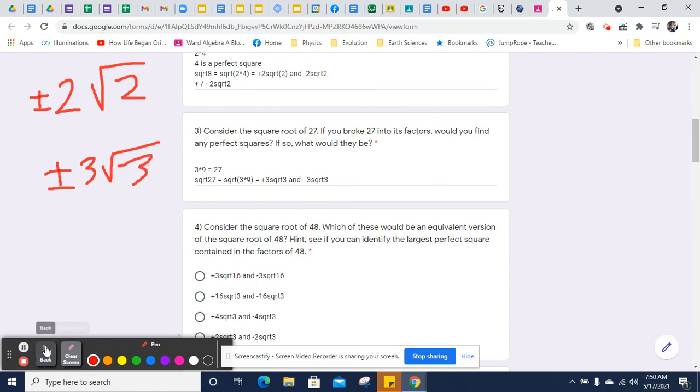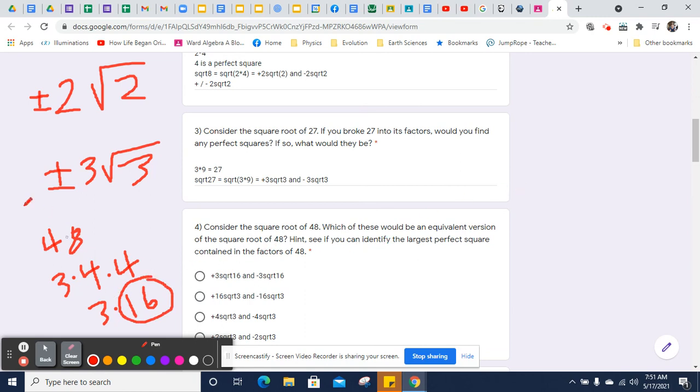Okay, so number 4, I'm asking you, consider the square root of 48. Which of these would be an equivalent version of the square root of 48? And what I'm really after is the most simplified version. So you could use the tools that we just used. So 48 equals 3 times 4 times 4. Or we could say 3 times 2 times 2 times 2 times 2, or 3 times 16. Okay, so 16 is the biggest perfect square you can get in there.